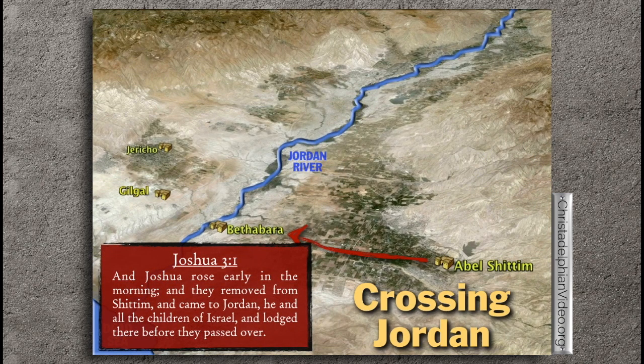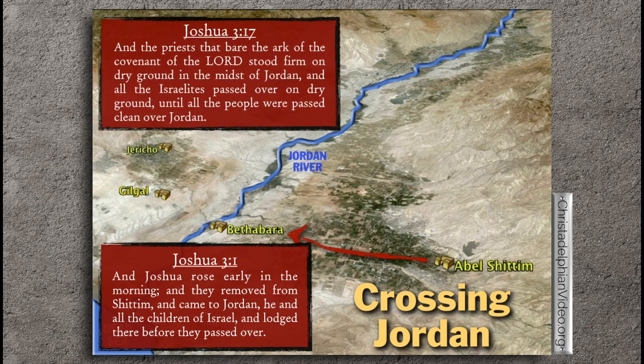So they've come from Abel Shittim, and they're coming to Beth Abara. And it says in Joshua chapter 3, if you want to turn over to Joshua, because we're now going to spend our time in Joshua, chapter 3, and the first verse there, that Joshua rose early in the morning, and they removed from Shittim and came to Jordan, he and all the children of Israel, and lodged there before they passed over. So they come from their camp, right at the Nebo foothills, where Moses, of course, has died and has been buried. And Joshua takes over as leader, and they bring them right up to Beth Abara. And this is the place, the ford going over Jordan.